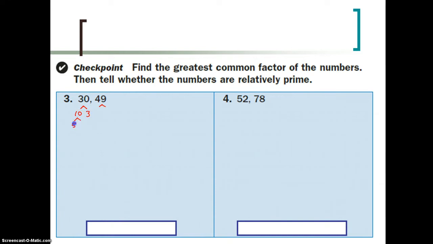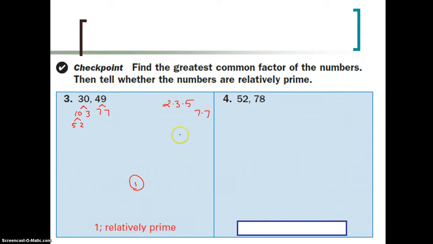10 times 3 becomes 5 and 2. So we have a 2 times 3 times 5. 49 is 7 and 7. So we have a 7 and a 7. Well, nothing's in common. So the only thing in common is 1. Yes, they are relatively prime. You might even want to put RP for relatively prime, to indicate somewhere that it is relatively prime. Pause the video and try number 4 now by yourself.